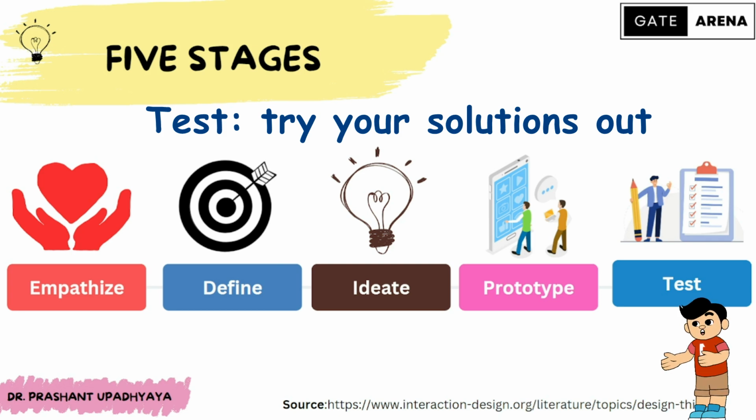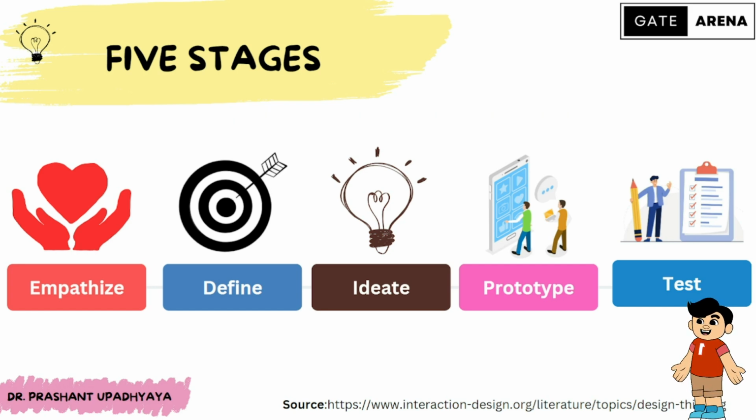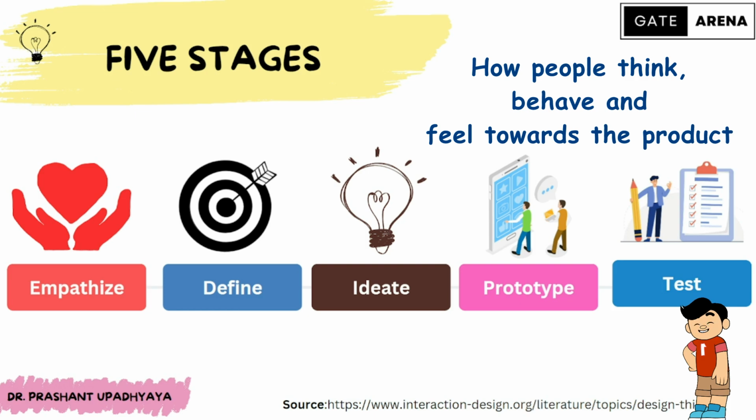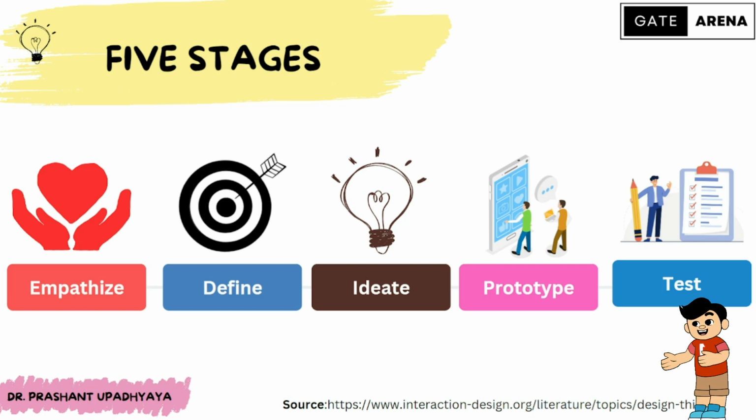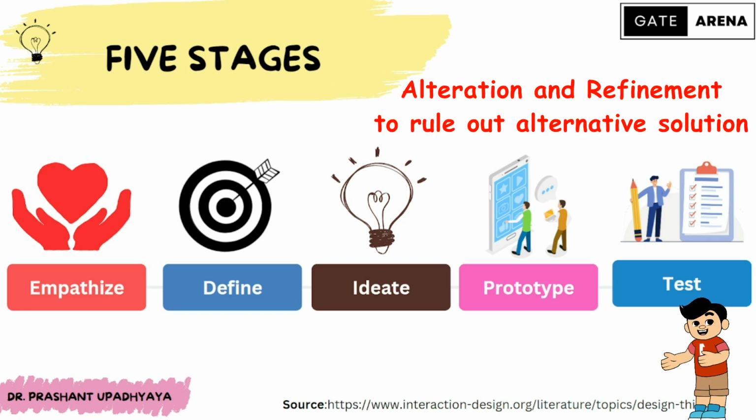However, in an iterative process such as design thinking, the results generated are often used to define one or more further problems. This increased level of understanding may help you to investigate the conditions of use and how people think, behave, and feel towards the product, and even lead you to look back to a previous stage in the design thinking process. You can then proceed with further iteration and make alterations and refinements to rule out alternative solutions. Thus, we can say that testing provides feedback that informs the next iteration of the product or solution. This stage is all about refining and improving the prototype based on user feedback.